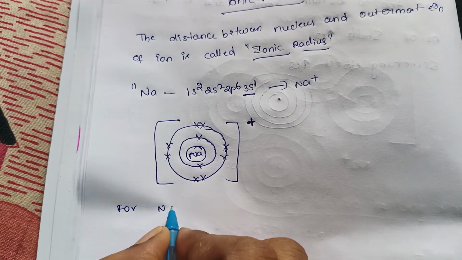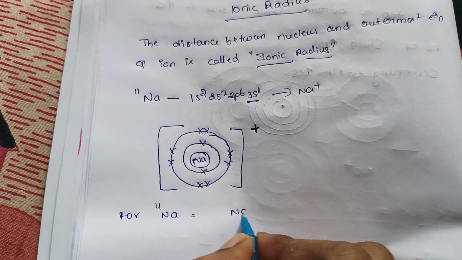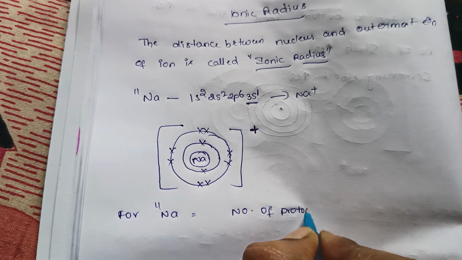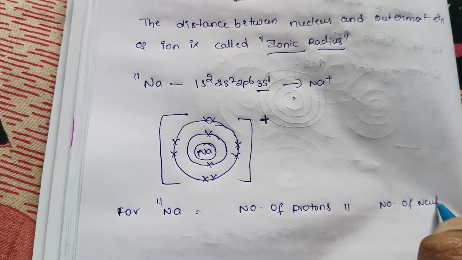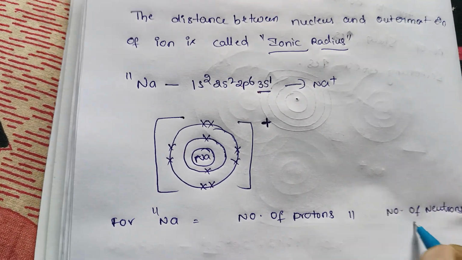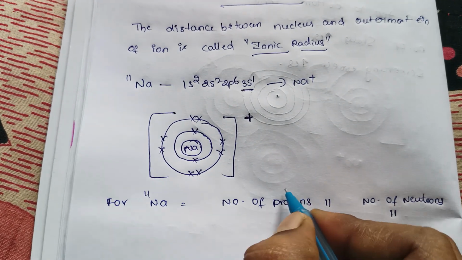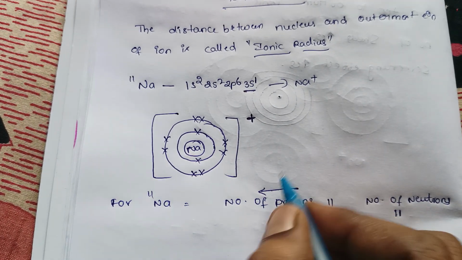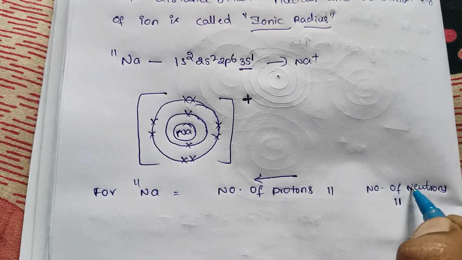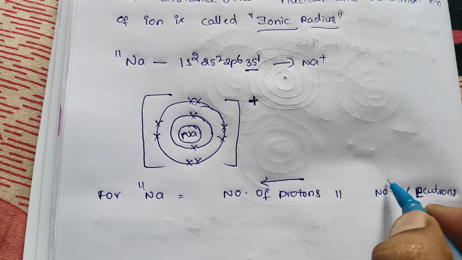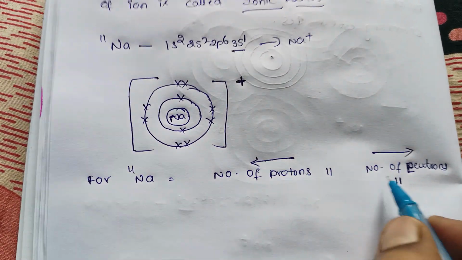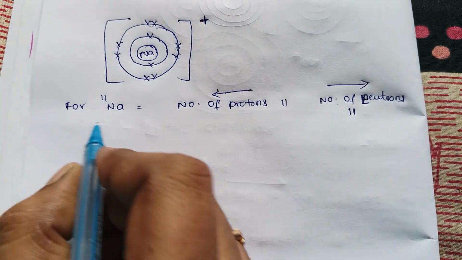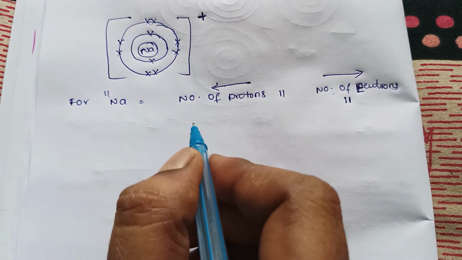For the neutral atom of sodium, the number of protons is 11 and the number of neutrons is 11. Protons pull electrons towards the nucleus, but electrons move away from the nucleus, in the outward direction. Whenever this happens, both get cancelled. Electrons revolve in a suitable position around the nucleus.